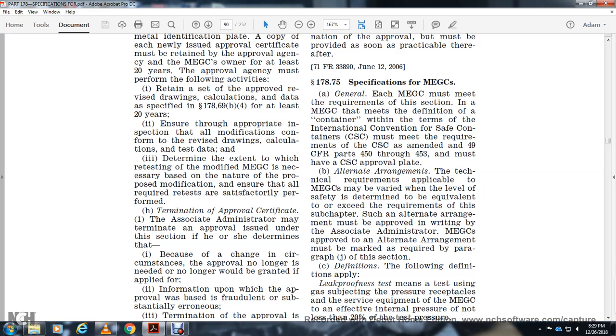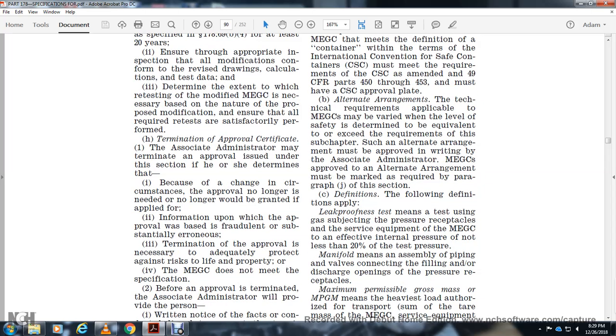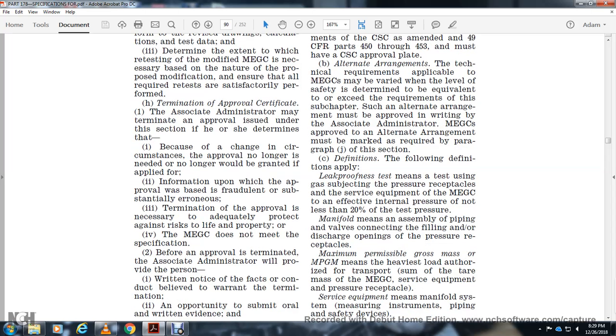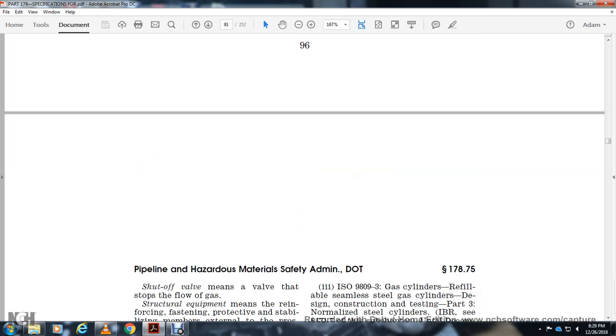Definitions: the following definitions apply. Leakproofness test means a test using gas subjecting the pressure receptacles and service equipment of the MEGC to an effective internal pressure of not less than 20% of the test pressure. Manifold means an assembly of piping, valves, and fittings connecting the filling and/or discharge openings of the pressure receptacles. Maximum permissible gross mass means the heaviest loaded mass authorized for transport. Tare means the mass of the MEGC with service equipment, the pressure receptacle service equipment, the manifold system, measuring instruments, piping, and safety devices.